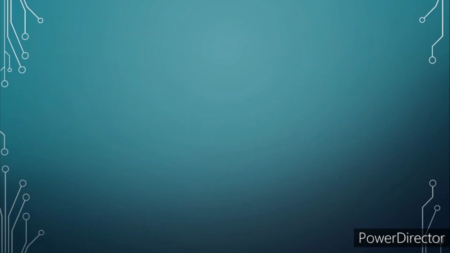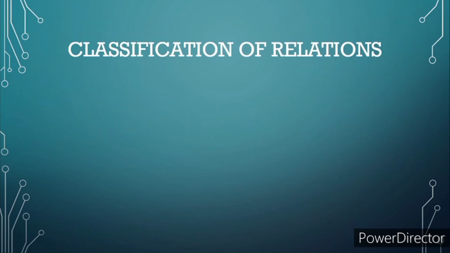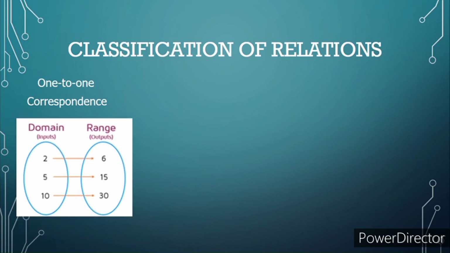Yes, clear yan. Next. We have the classification of relations. Meron tayong isa, one-to-one correspondence. Paano nga ba yon? From the word itself, one-to-one. Kung ano ang X, tinutusok lang niya si Y. Isa lang yung tinutusok niyang Y.